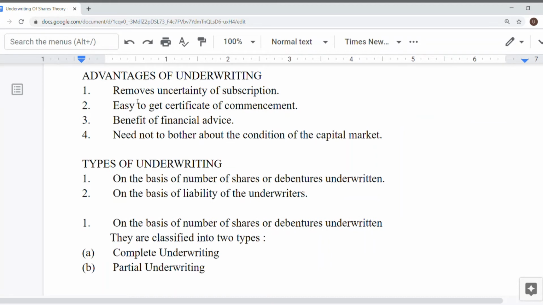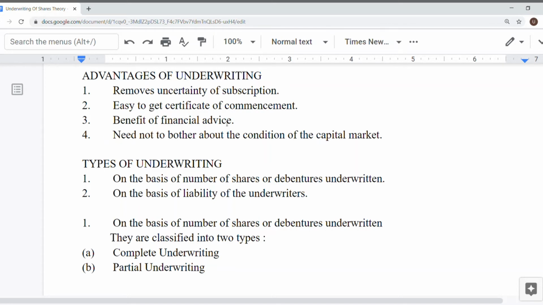So what are the advantages of underwriting? It removes the uncertainty of subscription. There is no need to be afraid about the subscription, because there are underwriters. If the public is not subscribing, there are underwriters to subscribe. So there is no fear or uncertainty of subscription.